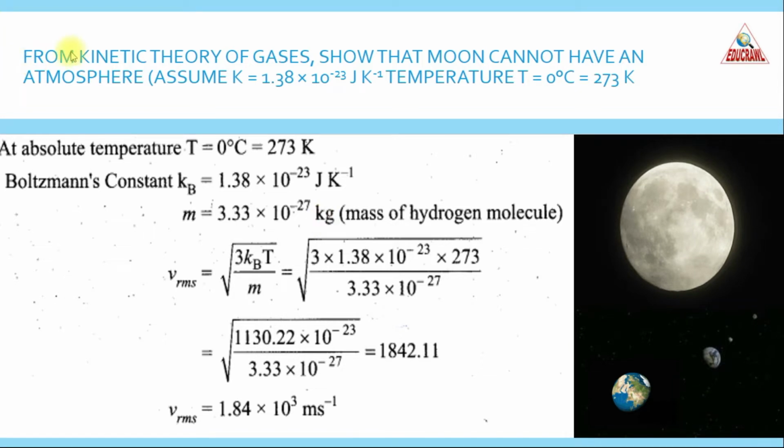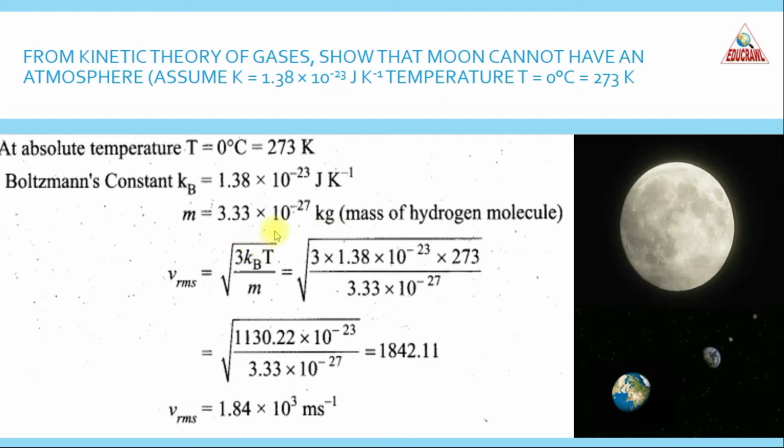So the next problem. From the kinetic theory of gases, show that moon cannot have an atmosphere. The K value is given as 1.38 into 10 power minus 23 joule per Kelvin and the temperature is given as 0 degrees Celsius, which is equal to 273 Kelvin. So once again writing the given data, we have T equal to 273 Kelvin. Boltzmann constant is 1.38 into 10 power minus 23 joule per Kelvin. Mass of the hydrogen molecule is 3.33 into 10 power minus 27 kg.